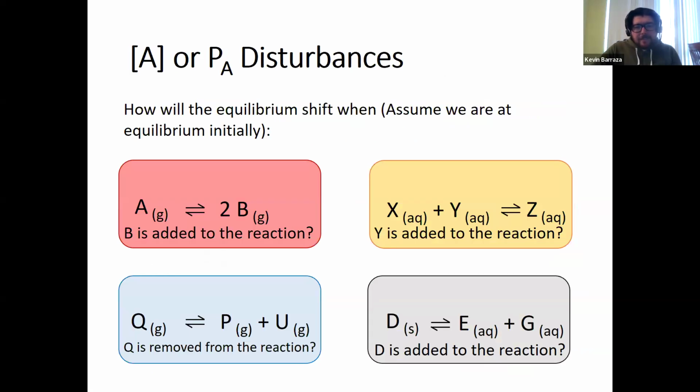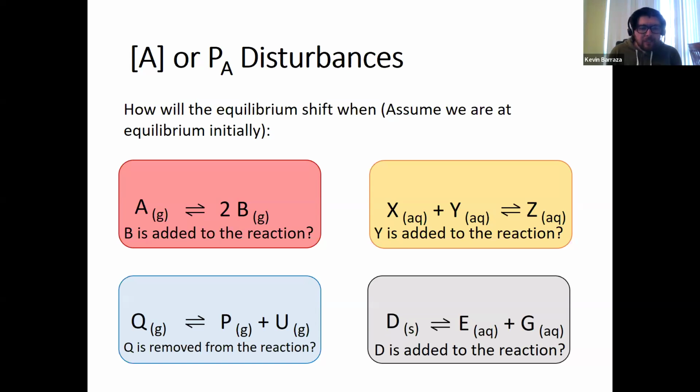So this is your opportunity to try it yourself. I'm giving you 4 example reactions, and I'm going to disturb these reactions. So how will the equilibrium shift when, and here are your options. The assumption is all 4 of these examples are already at equilibrium. They're in balance. And now we're going to do something to them. Can you tell me what direction the reaction wants to go to fix, to minimize, I should say, the disturbance?